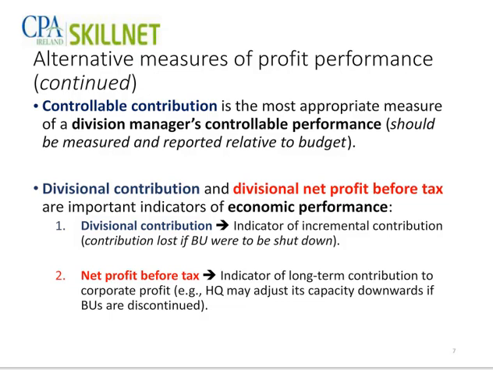But then if we want to measure economic performance, that is, assess the contribution of the division to the organisation as a whole, we would use one of the other two measures of profit. Divisional contribution would indicate the incremental contribution of the division to the organisation. Or in other words, the contribution which would be lost if the business unit were to be shut down. Net profit before tax is a longer-term measure. It measures the long-term contribution of the division to corporate profit. Because, for example, if the division were to be discontinued, then perhaps the headquarters could become slightly smaller and its cost would eventually decrease.